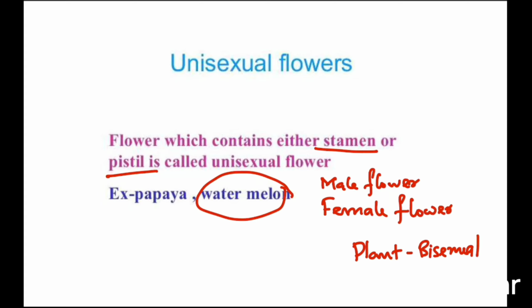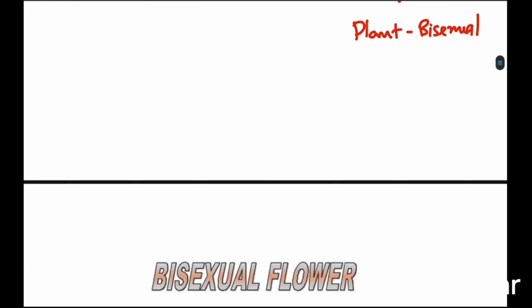Another case is the nutmeg, jaifal or javitri. In nutmeg, the female plant is different, which has the female flower, and the male plant is different, which has the male flower. So here the entire plant itself is a unisexual plant. But in the watermelon case, karbooj or tarbooj, the plant is bisexual. I hope you have a clear idea now, right.